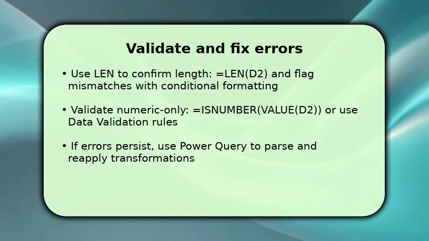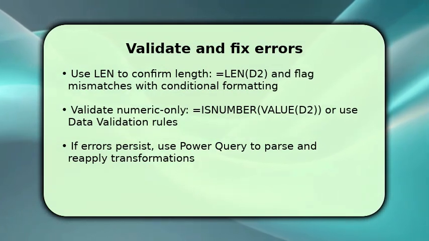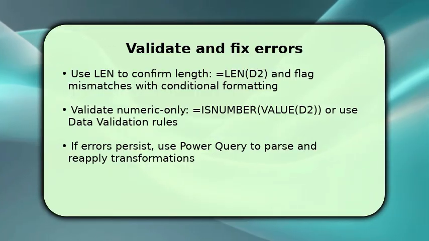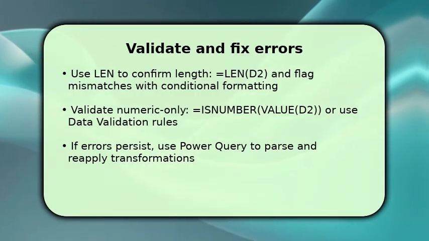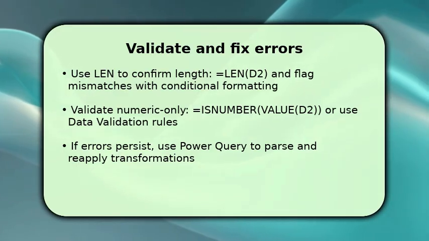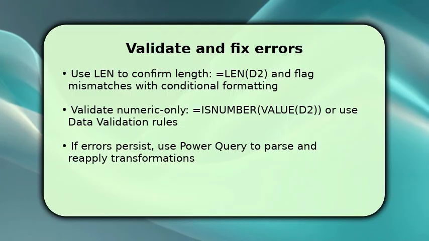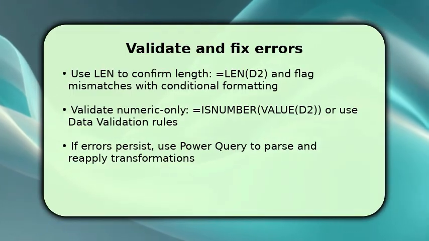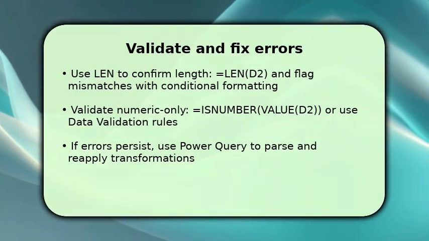Finally, validate and resolve remaining issues so your sheet is reliable. Check LEN to ensure correct digit counts and highlight rows that deviate. Use ISNUMBER or VALUE to confirm numeric content. If a cell fails, trace the transformation steps and reapply the cleaning pipeline. Sometimes a hidden character sneaks back in.